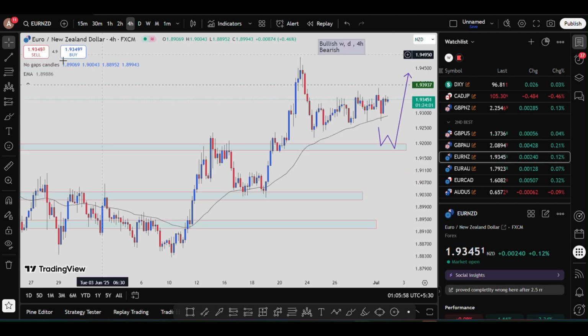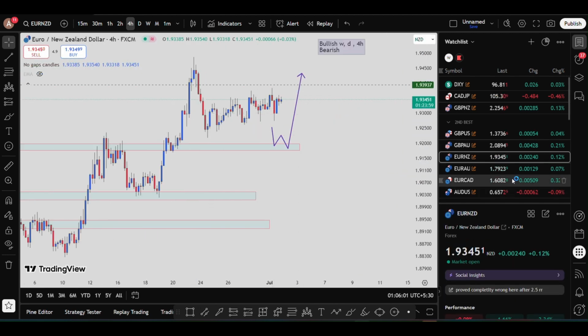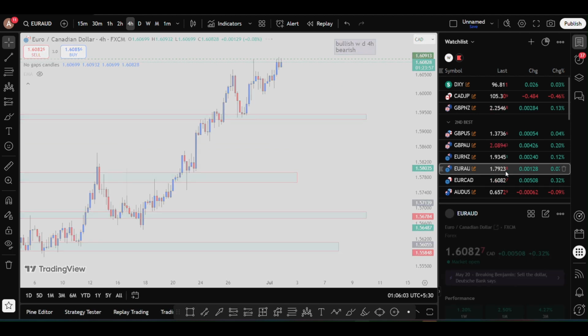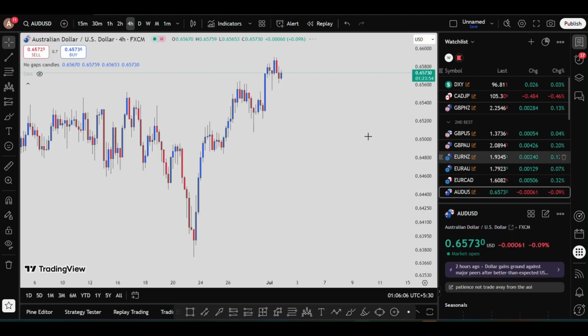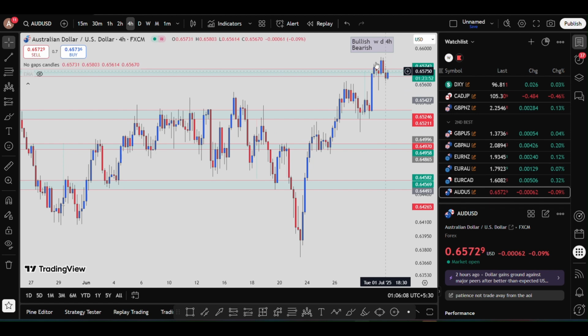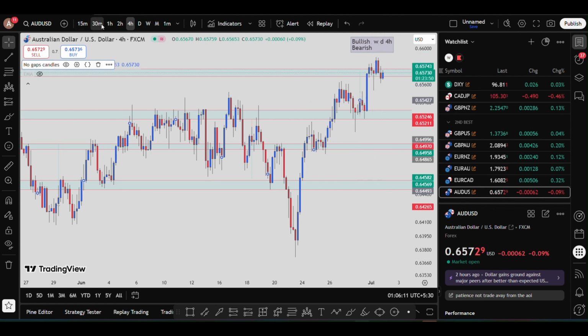In Euro NZD, we are waiting for it to come to our area of interest right here. In the Euro CAD also, in the Euro AUD also, in the AUD USD also. This was a mixed trade. Okay, this was a quite good trade.